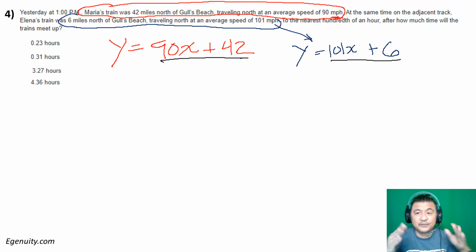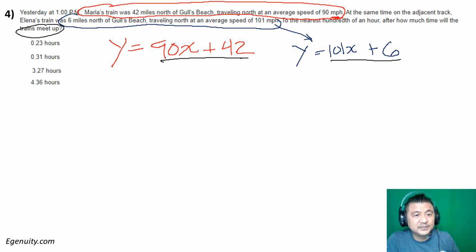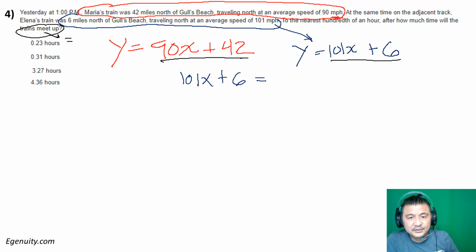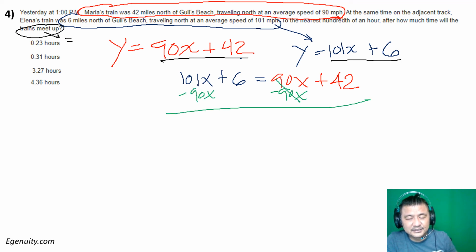Why are they equal? Because they will have to be at the same place at the same time when they meet up. So when they meet up, they are equal to each other. Let me start with the blue one. So 101x plus 6 is equal to the red one, 90x plus 42. Okay, let's gather the x together. Minus 90x for you, minus 90x for you. That cancels out. 101 minus 90 is 11x plus 6 equals 42.